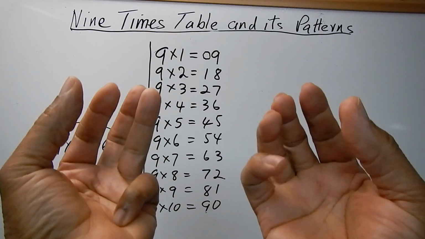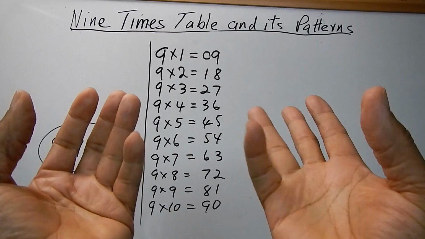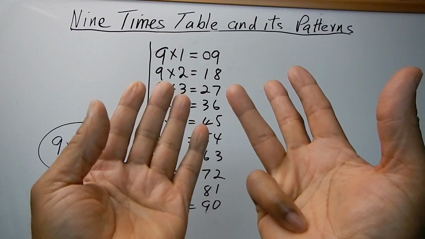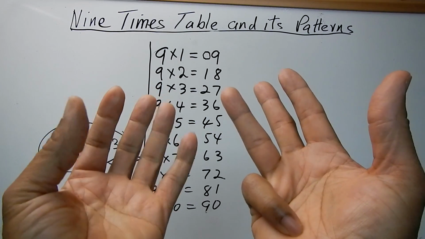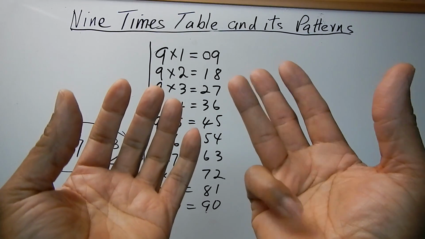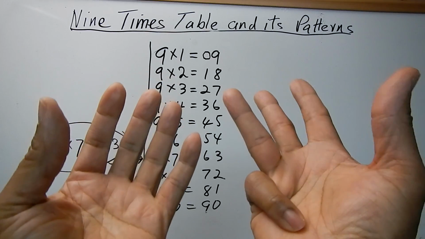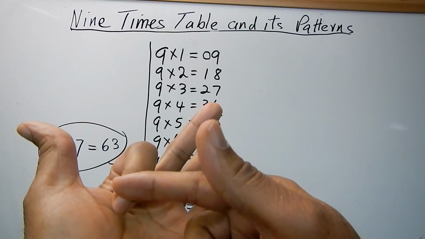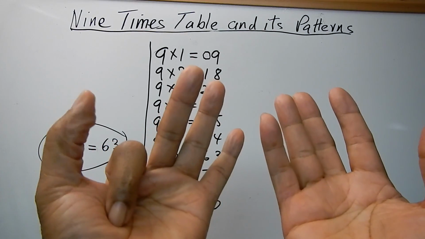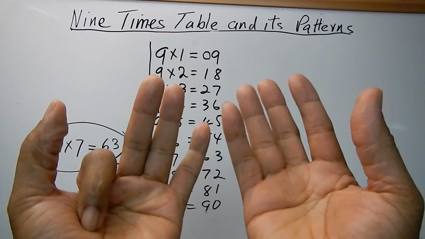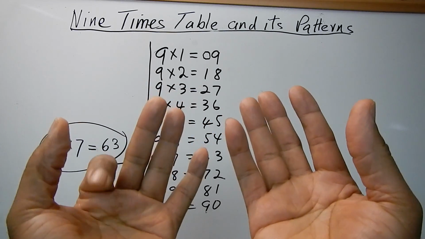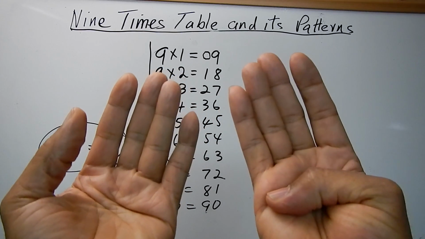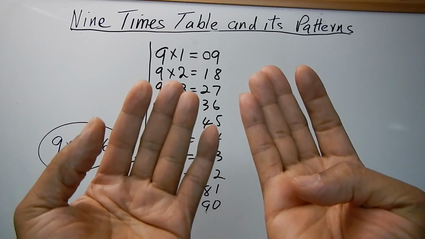That's 45. How about 9 times 6? We turn down the 6th finger, finger number 6, and over here we have 5, over here we have 4. So 9 times 6 is 54. How about 9 times 2? Well, there's 1 finger over here and 8 over here. That's 18. Even 9 times 10 will give us 9 fingers over here and 0 fingers on the other side of the turned down finger.